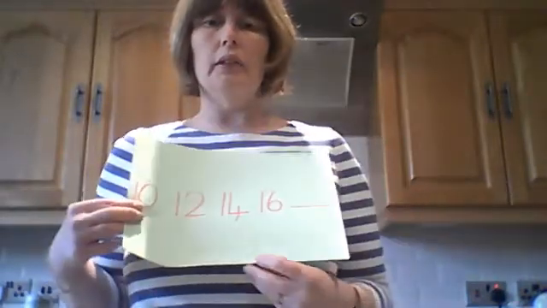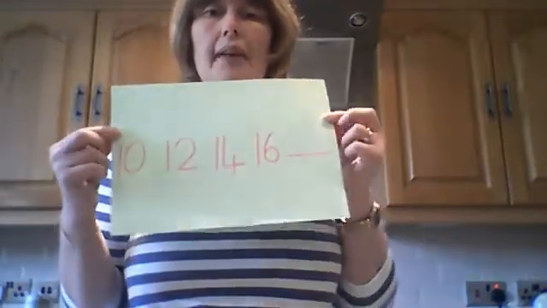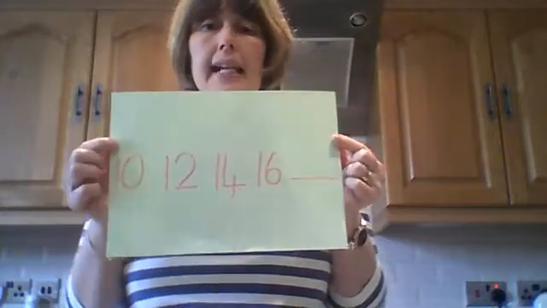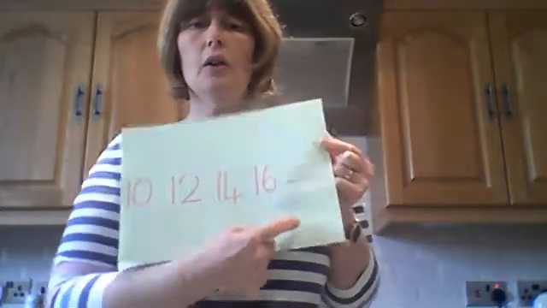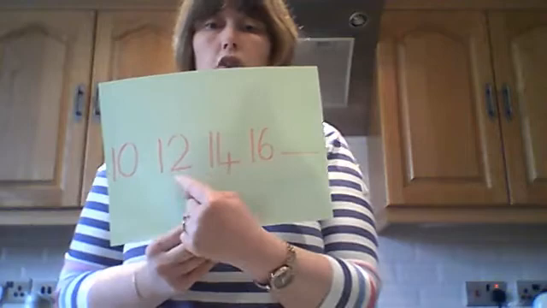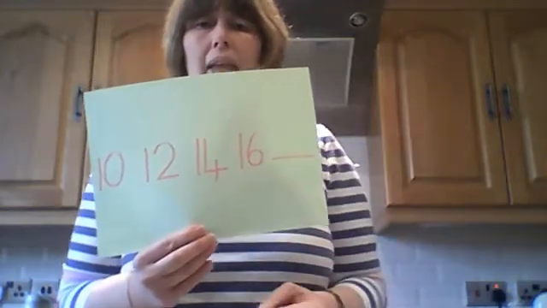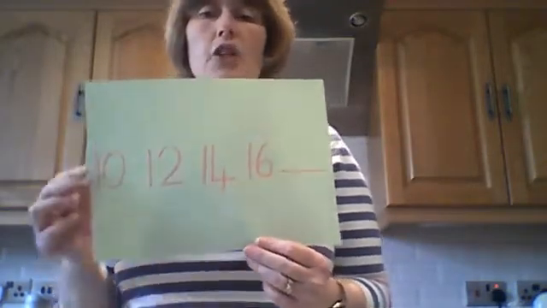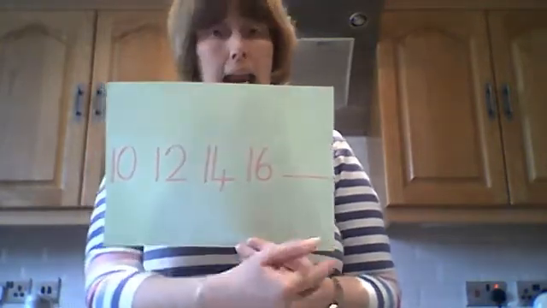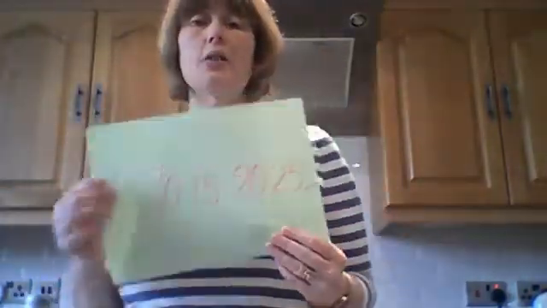How about this one? Oh, now then, let's have a look carefully. It says 10, 12, 14, 16. Have a think. Oh, let's have a look. The 10s stay the same, but I've got 0, I've got 2, I've got 4, I've got 6. I think that's going up in 2. So 10, 12, 14, 16, 18. Well done.